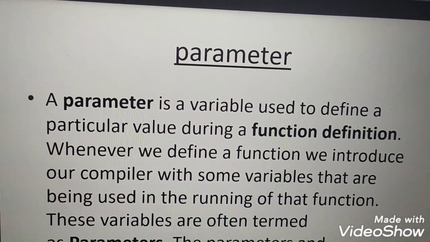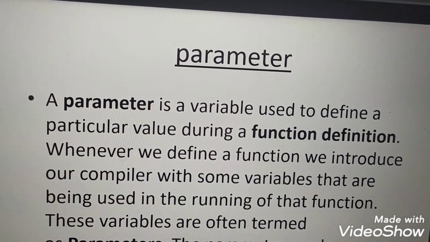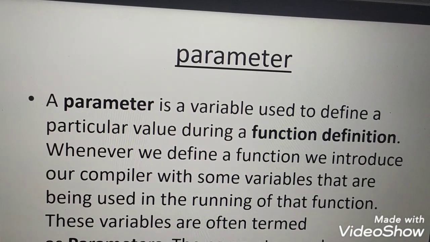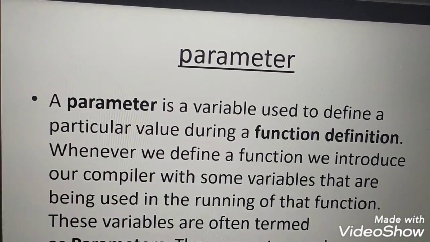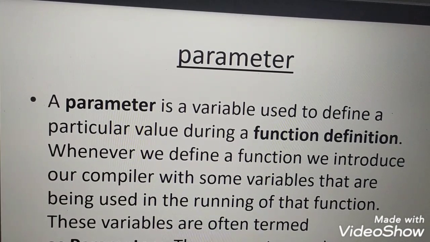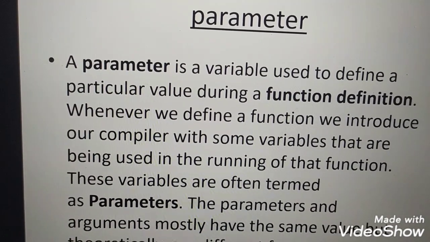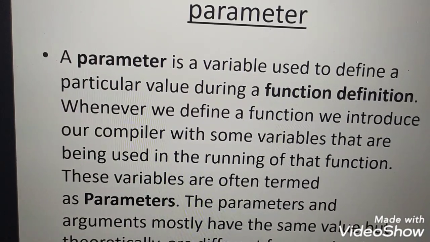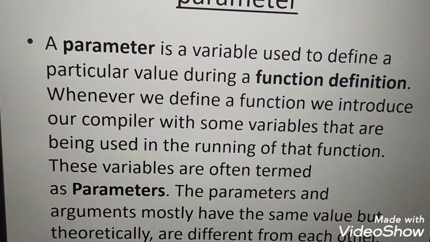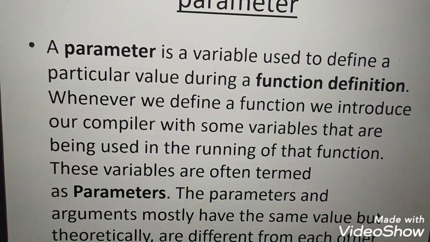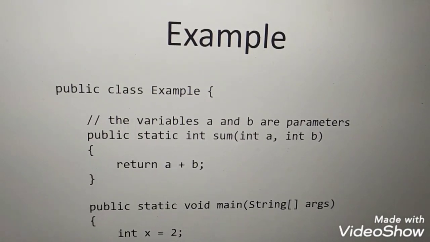So whenever we define a function, we introduce our compiler to some variables, so that the compiler can know what data has to be used inside the function for calculation. So the parameter and the argument mostly have the same value. They are bearing the same value, but theoretically they are different from each other. From the example we will make it clear.